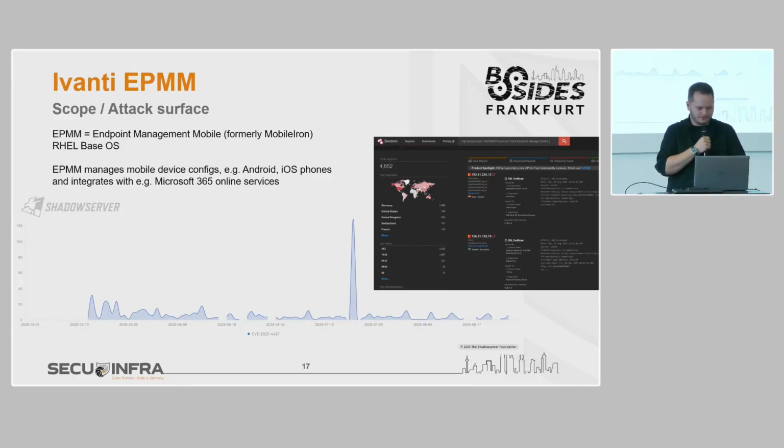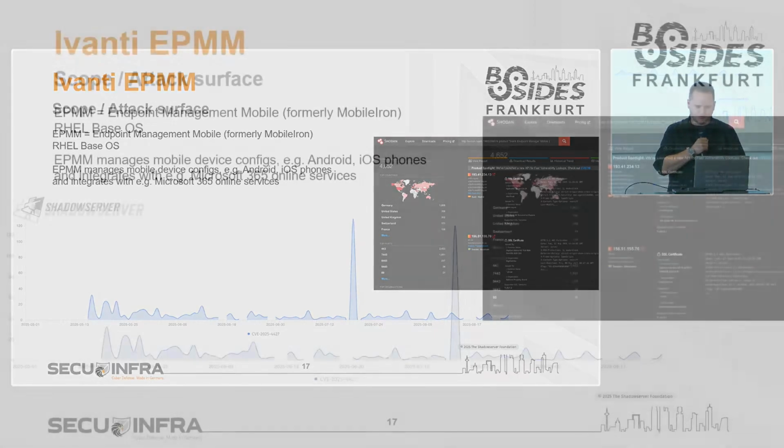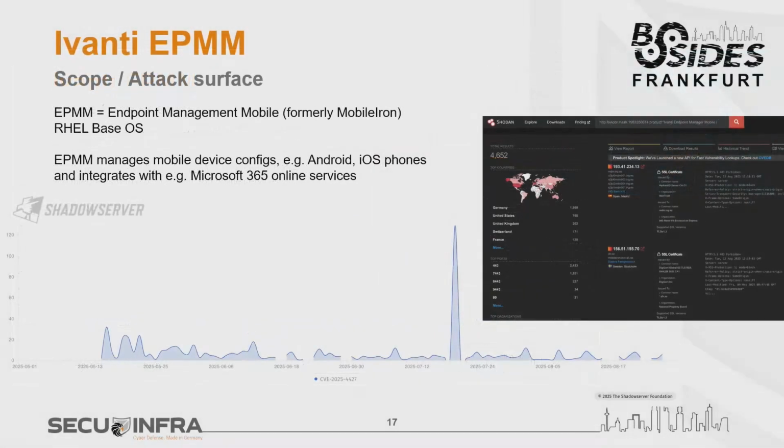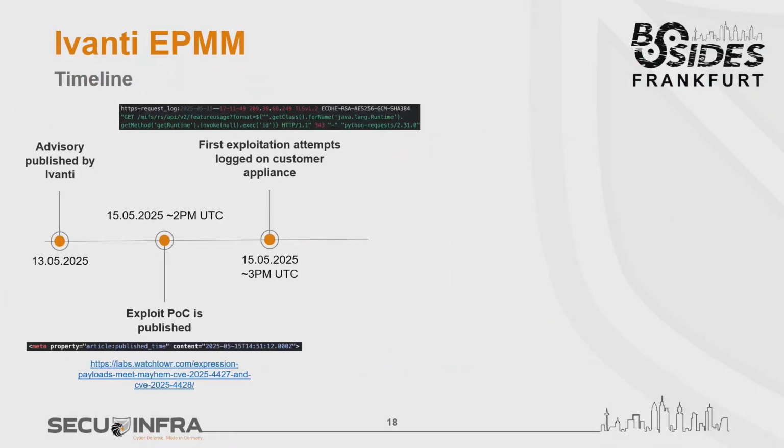The tracking data from Shadowserver is pretty spotty here. But in total, there are about 4,600 systems out there at the moment. Not all of these are vulnerable, but this is the general number. So onto a short timeline to showcase how quickly the attackers move in some cases. We had the advisory published by Ivanti on the 13th of May. And a mere 2 days later, Watchtower Labs, who are usually pretty quick about discovering and replicating these vulnerabilities, published a blog post with a proof of concept.